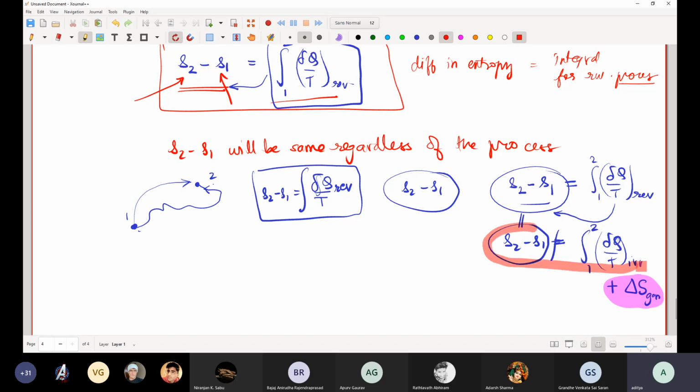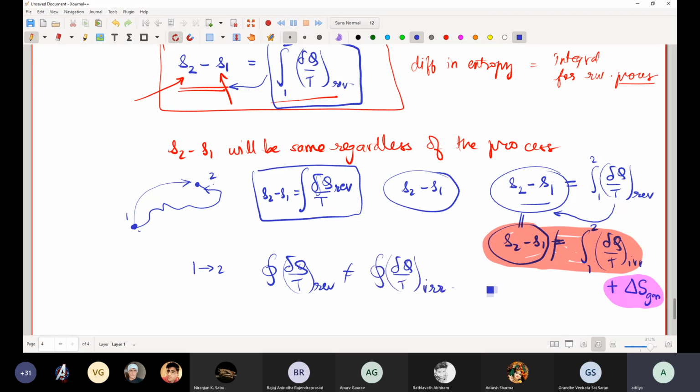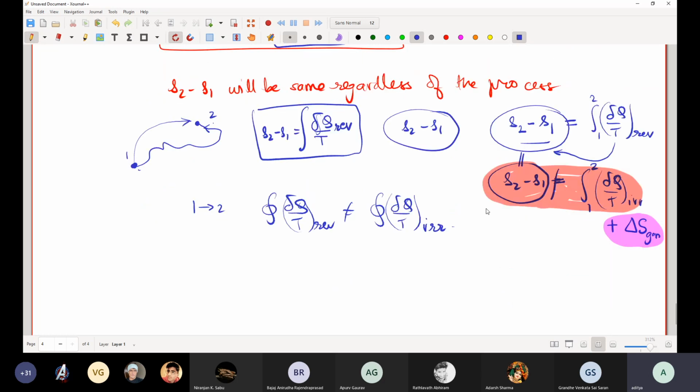This thing is not equal. In going from process 1 to 2, the integral del q by T for a reversible process is not equal to the integral del q by T for an irreversible process. But in going from 1 to 2, if someone says I have no other means to find out the change of entropy, you can say, okay, because I have the reversible process, I can find out the difference in entropy between state 1 and 2 using this formula.